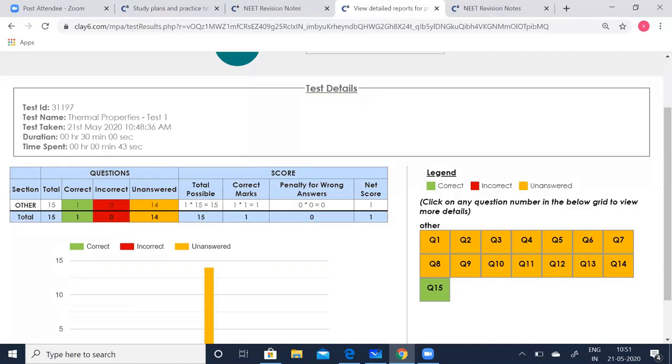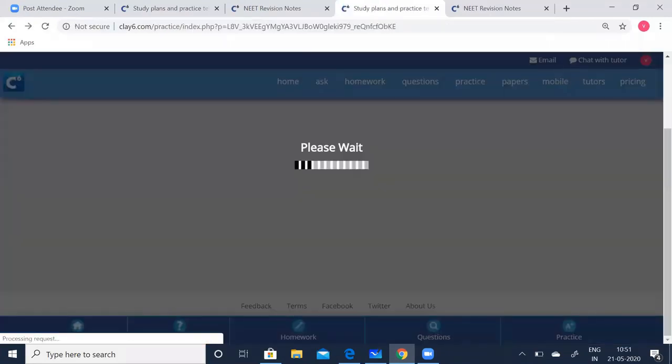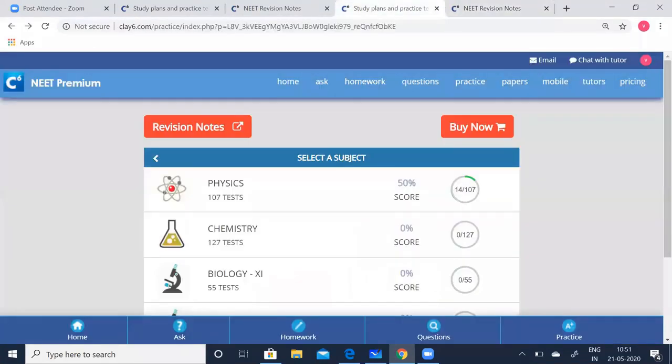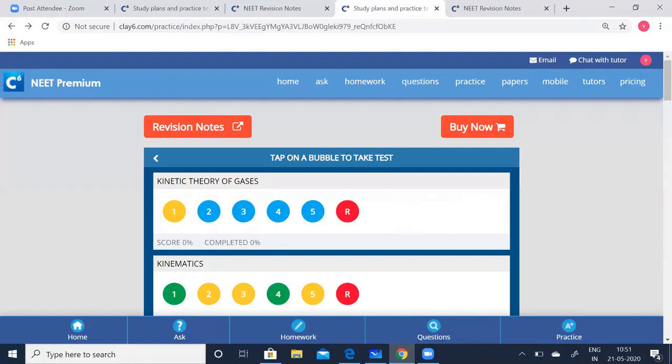If you're not satisfied with the results, you can go back to the revision notes again, make a note of everything, then take the test any number of times until you're thorough with the concepts. By attending the tests again and again, you can become thorough with the concepts. And finally, when you are thorough with everything for all three, physics, chemistry, and biology, take the NEET full tests, and finally you can be 100% sure of all your concepts, and you can attempt your NEET tests with full confidence.